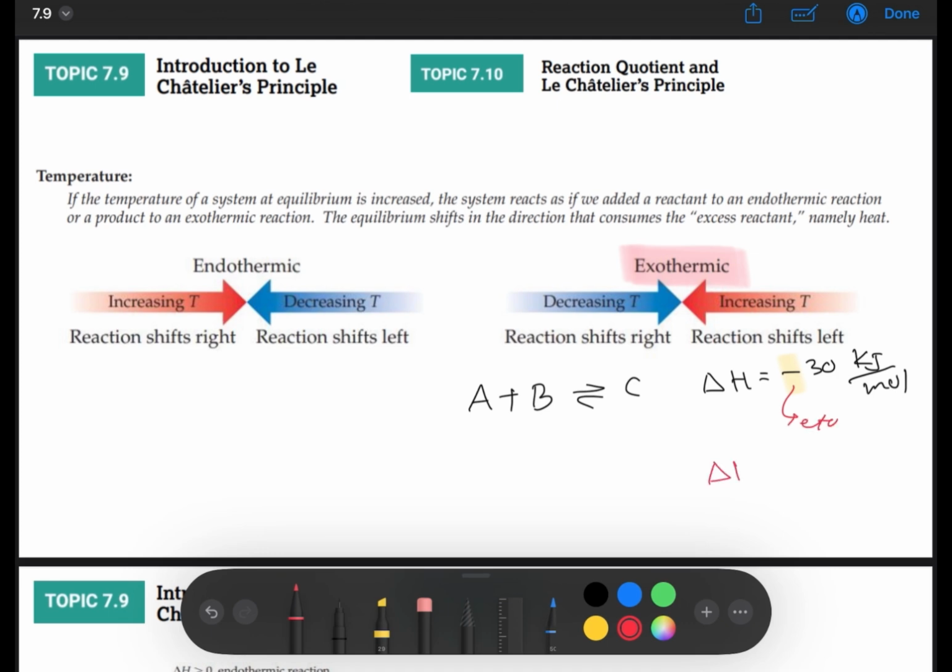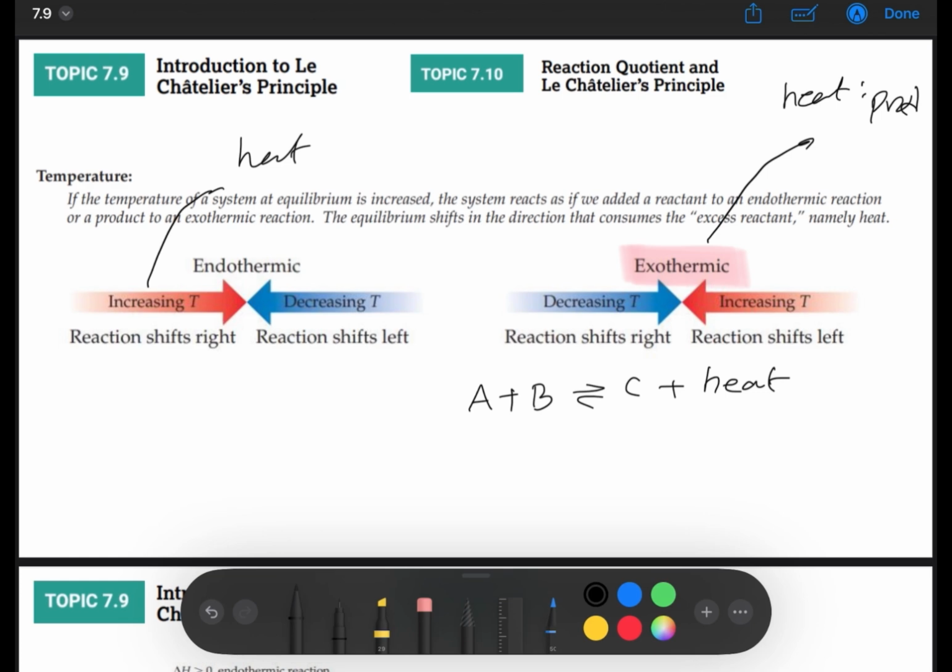The delta H is less than zero. So if delta H is less than zero, then the reaction is exothermic. I can represent exothermic reactions another way, which is just adding the heat on the product side. So for exothermic, the heat is in the product, and for endothermic, the heat is in the reactants.